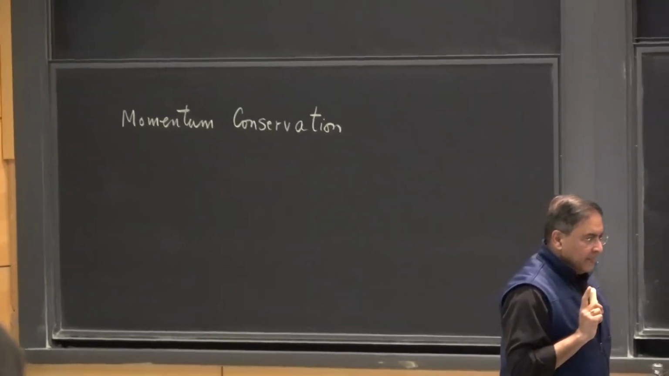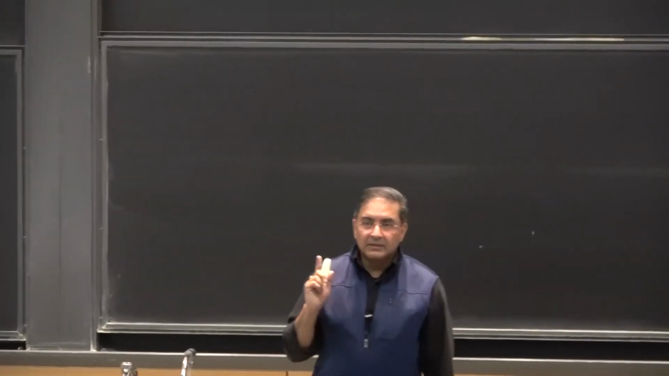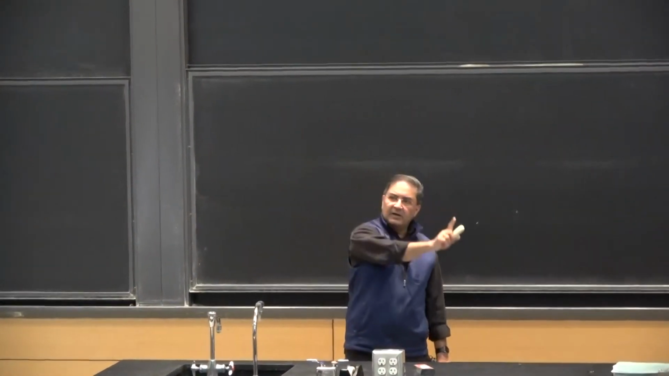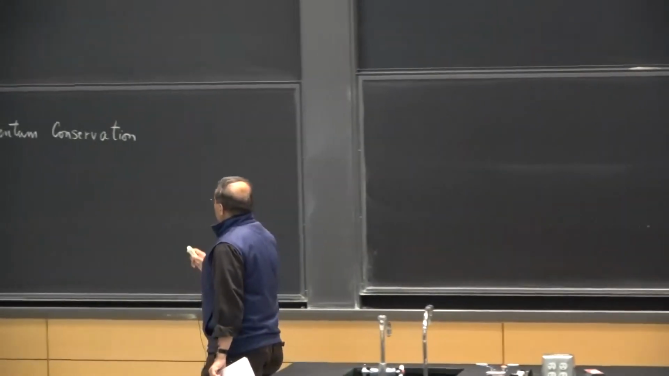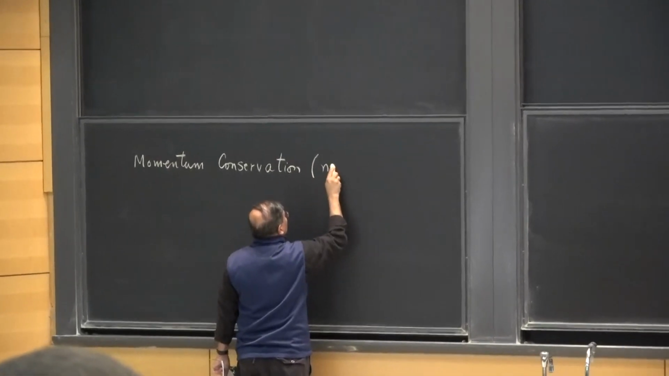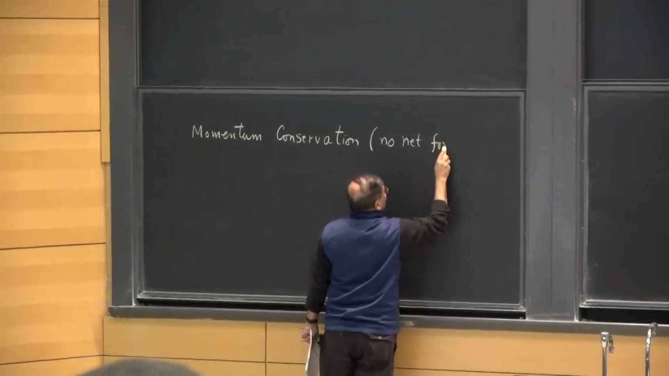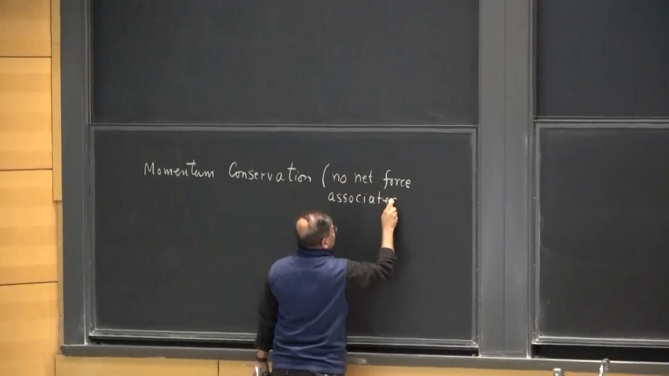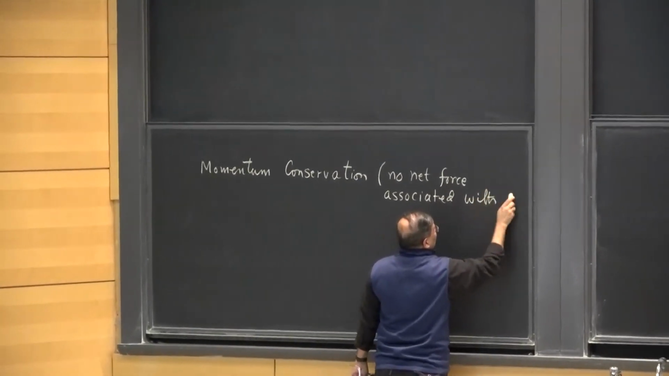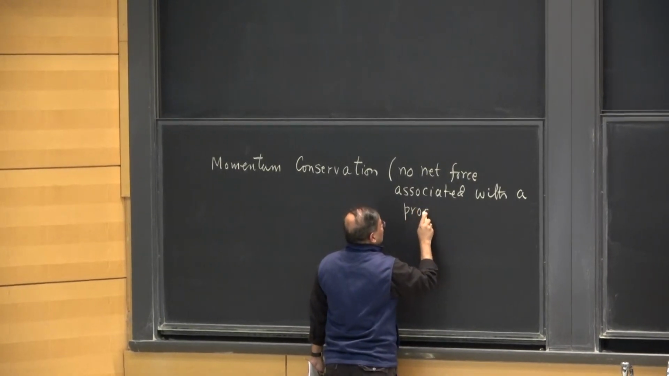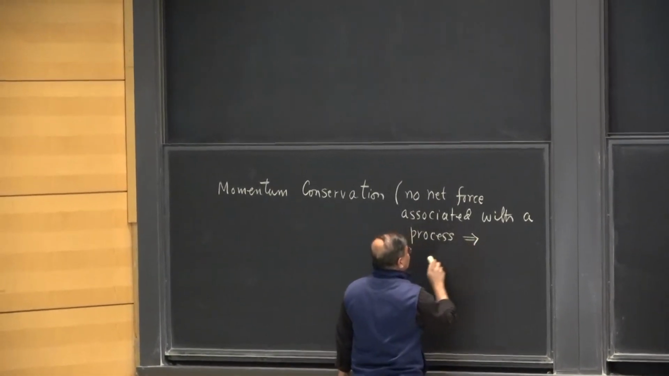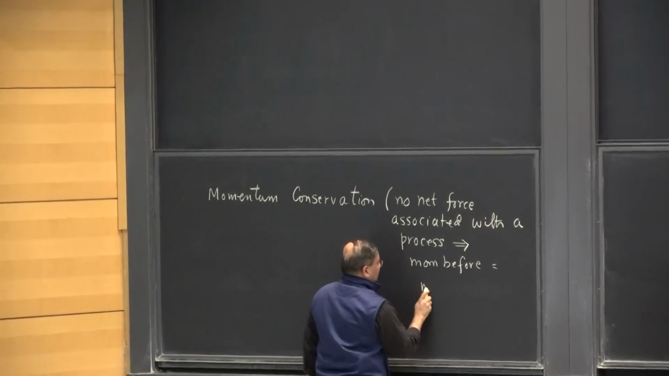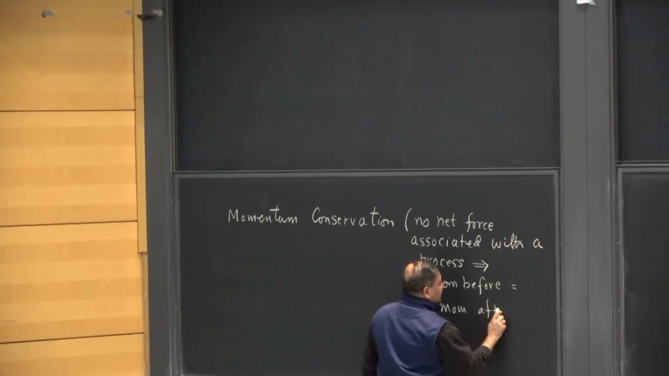Conservation basically leads to the fact that there is no net force before, during the process. So the momentum before the process and the momentum after the process is the same. I'll be a little vague here, associated with the process. And that implies that momentum before equals momentum after. So conceptually, that's what it is.